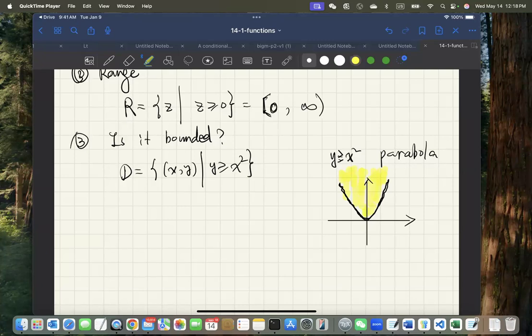Then is it bounded? Obviously not. You cannot draw any circle which can bound this region, because this parabola goes up forever. It never ends anywhere, so it's not bounded.